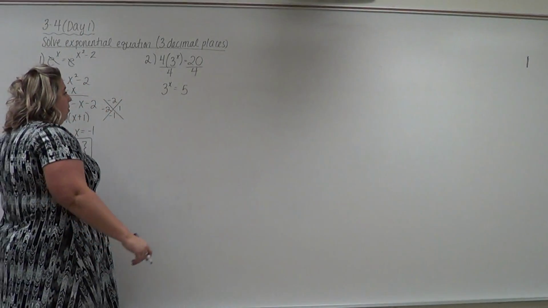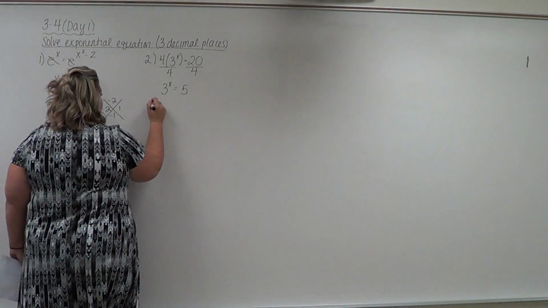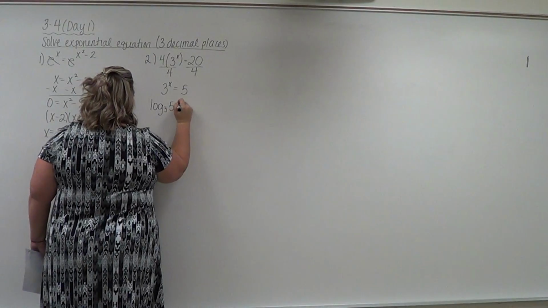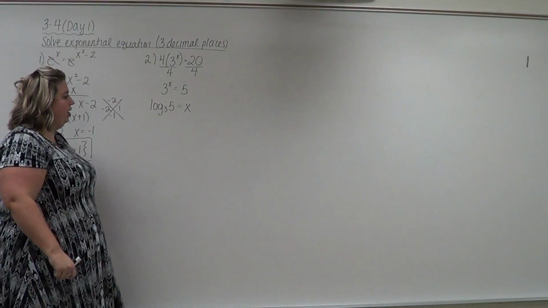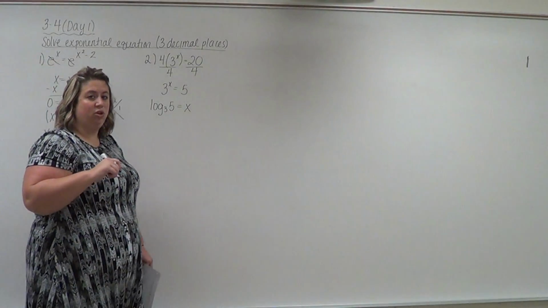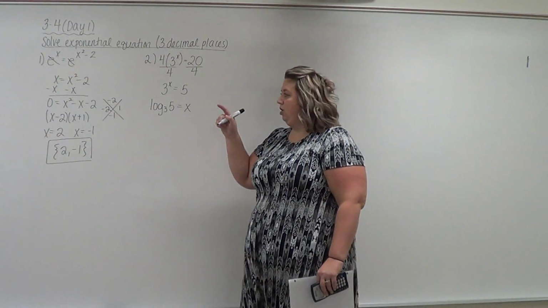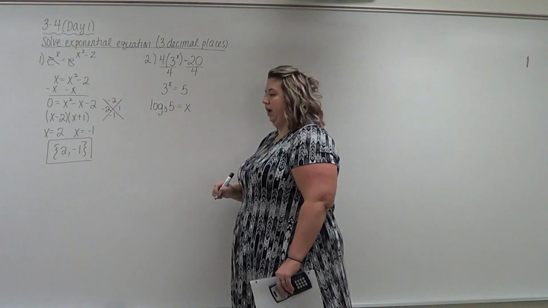Okay, then we would take what we have here and write it like a log. So this would be log 3 of 5 equals x. We talked about in the last couple sections how to convert from exponentials to logs, using the same formula, the same way you convert back and forth. So this would be log 3 of 5 equals x.